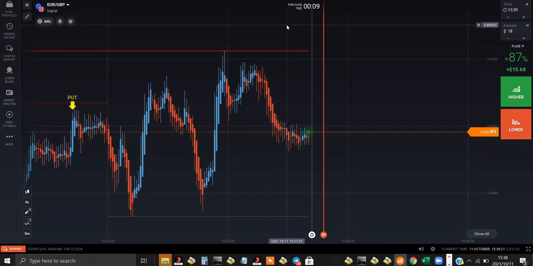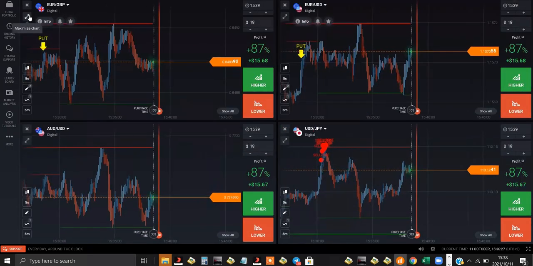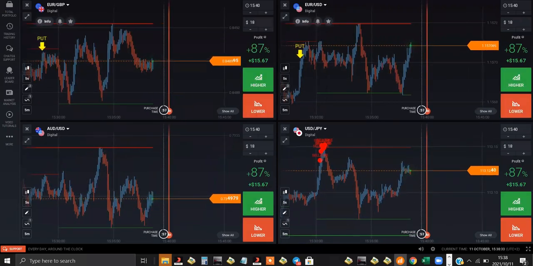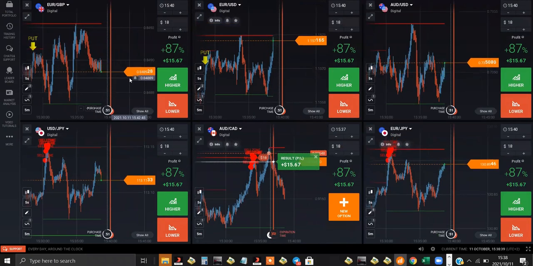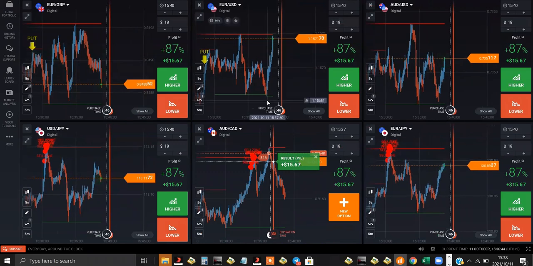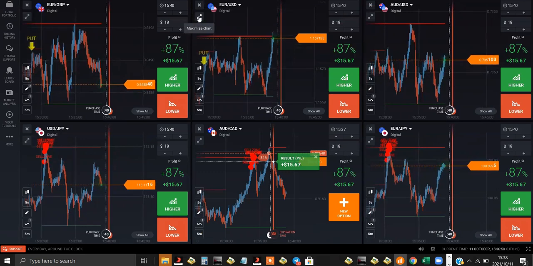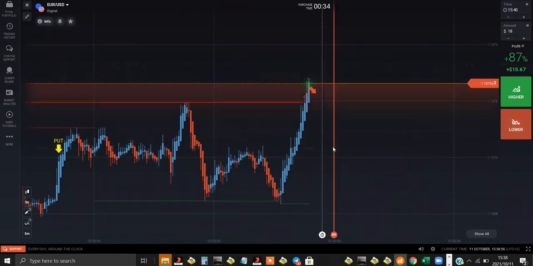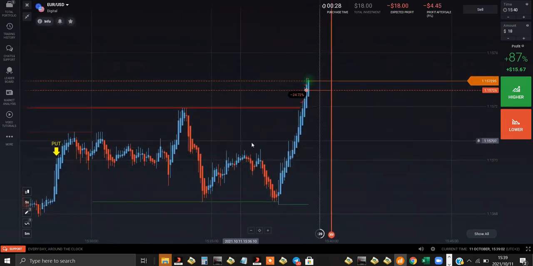I'll just try one more, guys. Let me zoom out so I can see my trades. Let's see if we can get anything here. Maybe let's do 6 charts so that I can see what's happening, and the other charts as well. Okay, maybe we might get something here. We've just hit the resistance level. Nothing, nothing. Okay, let's try it. We'll take it.